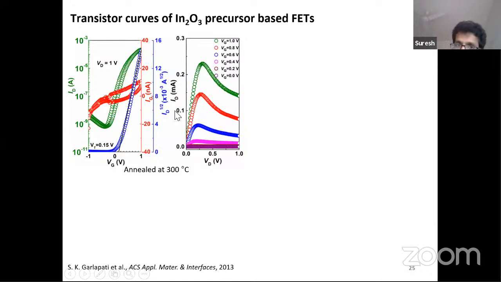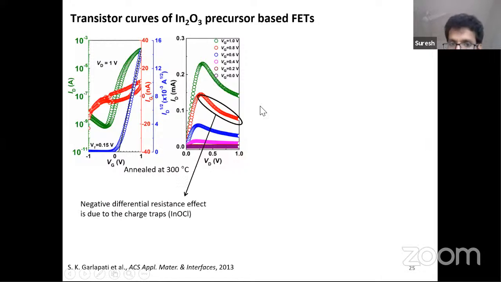But if I measure the IV curves again in a different mode, the earlier one is called a gate voltage sweep, and this is called a drain voltage sweep. Here the drain voltage is swept, and the gate voltage is fixed at a particular voltage. What we see here is the drain current versus the drain voltage. The current has to increase initially and then saturate, but this is actually decreasing. This is called the negative differential resistance effect.